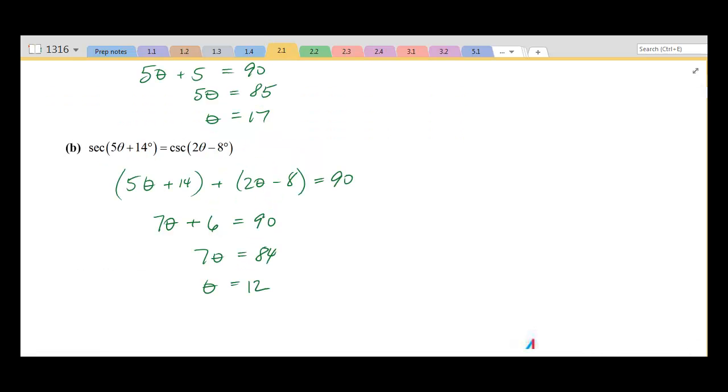Okay, so we're back together and we're taking the idea that secant and cosecant are cofunctions of each other, so therefore their angles would be complementary, or in other words, we would add their angles together to get 90. So simplifying this equation here, I end up with 7 theta plus 6 is equal to 90. Subtract 6 from both sides and I get 7 theta is equal to 84, and therefore theta is equal to 12. So that is the idea behind cofunctions and what it can do for us in finding angle measurements, or angle relationships, as well as solving for theta.